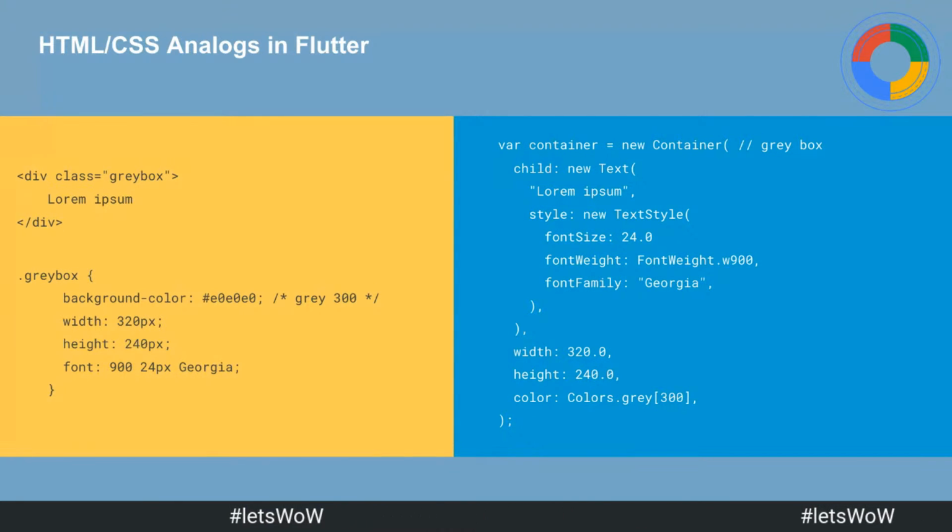Now continuing the code, you can provide the width, which is 320, then the height, and then the color. So this complete line of code will give you the same gray box which we used to create. So this is the basic comparison when it comes to HTML and Dart, and you must be now feeling that okay, it's not that difficult. It's pretty much easier to shift from HTML to Dart.